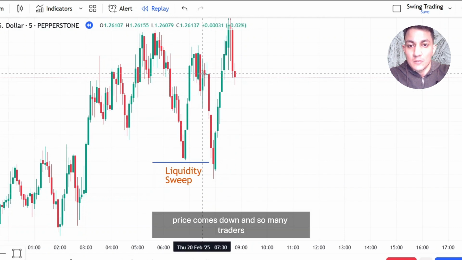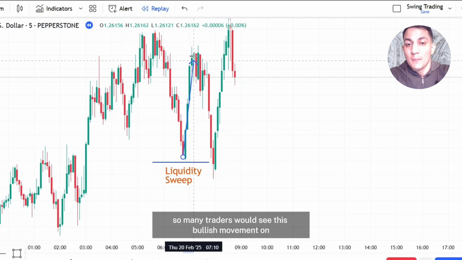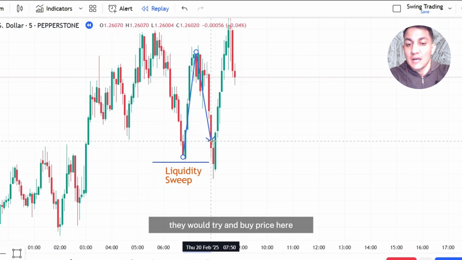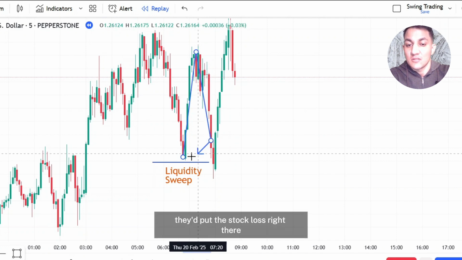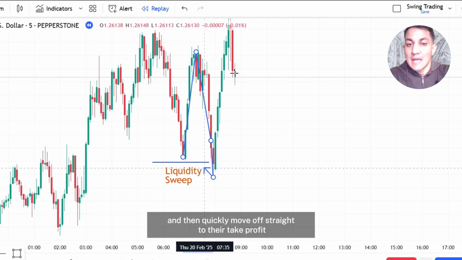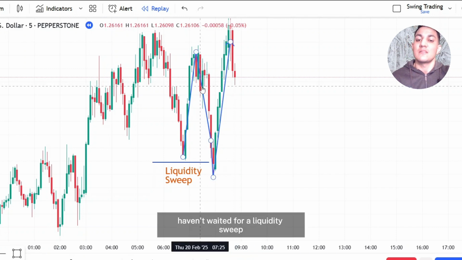Right here, price comes down, and so many traders, and this was exactly what I would do, so many traders would see this bullish move on GBP USD, they'd see the fair value gaps here, they would try and buy price here, they'd put their stop loss right there. Price would come, wick out their stop loss, and then quickly move off straight to their take profit, right? Because these traders here haven't waited for a liquidity sweep.